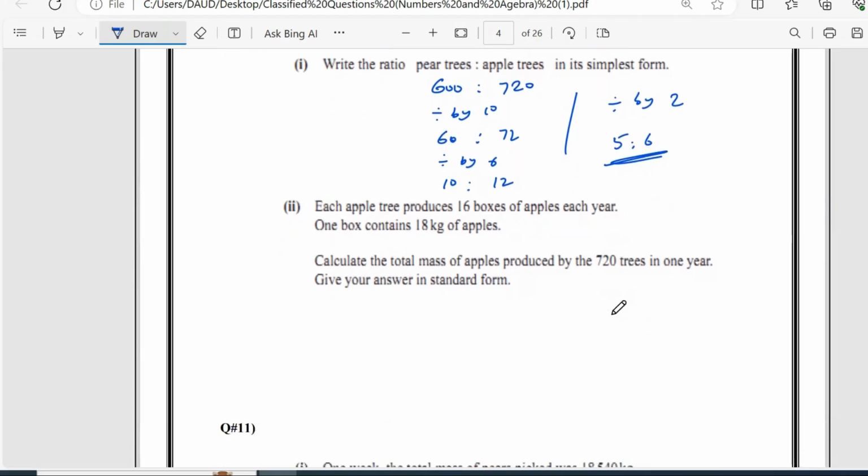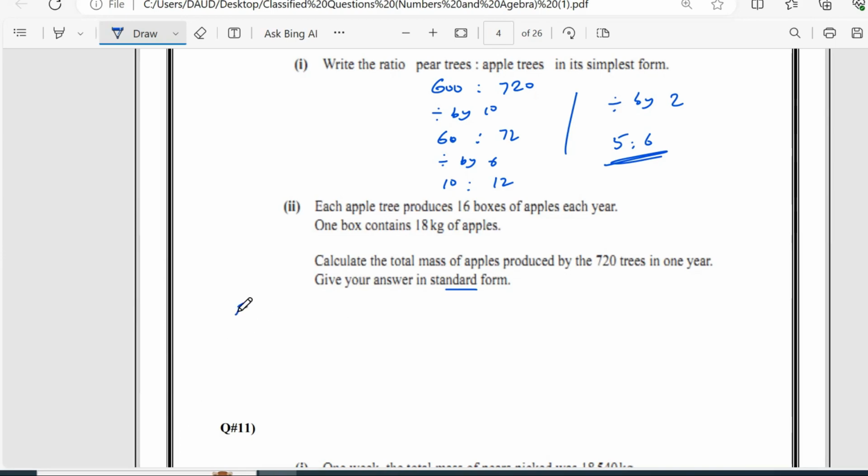Each apple tree produces 16 boxes of apples each year. One box contains 18 kg of apples. Calculate the total mass of apples produced by 720 trees in 1 year. Give your answer in standard form. So there are 2 or 3 things they want us to find.